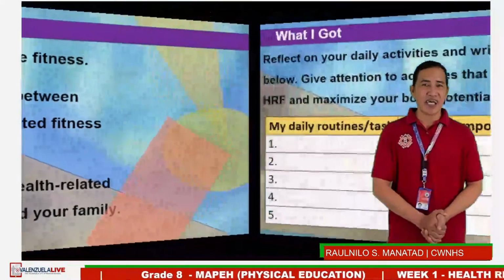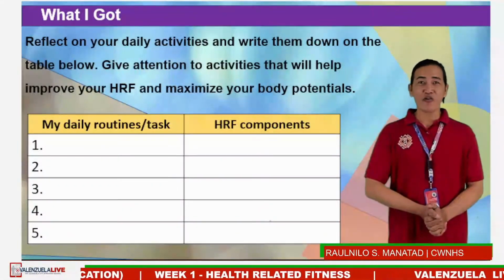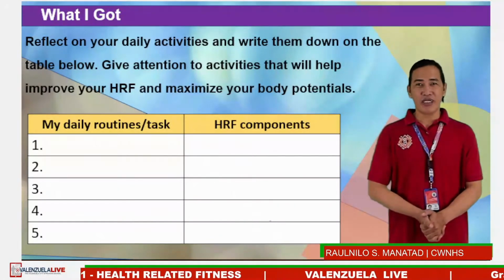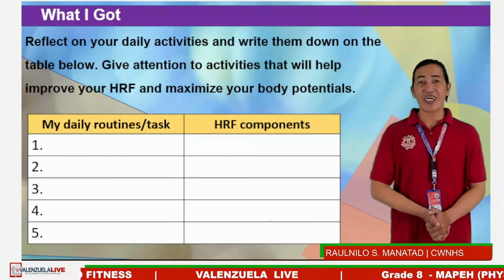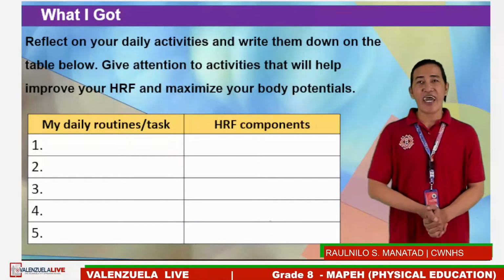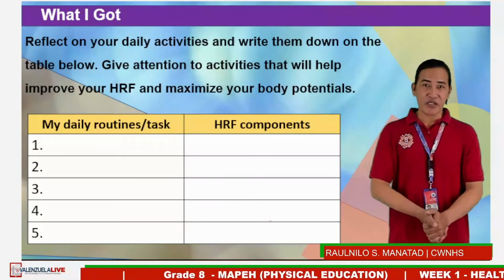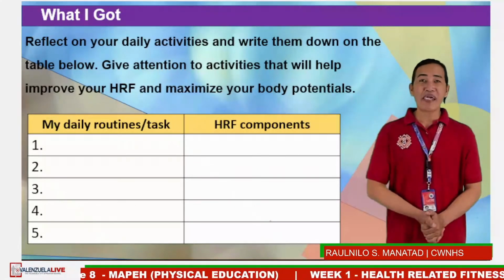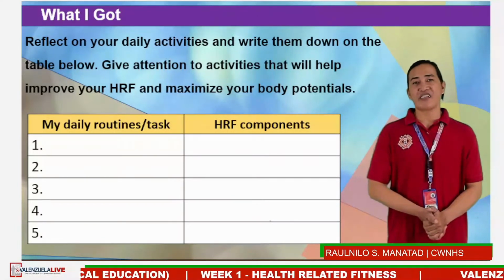And lastly, reflect on your daily activities like your household chores and write them down on the table below. Give attention to activities that will help improve your health-related fitness and maximize your body potentials. After this activity, set your physical fitness goals based on your health-related fitness strength and weaknesses.